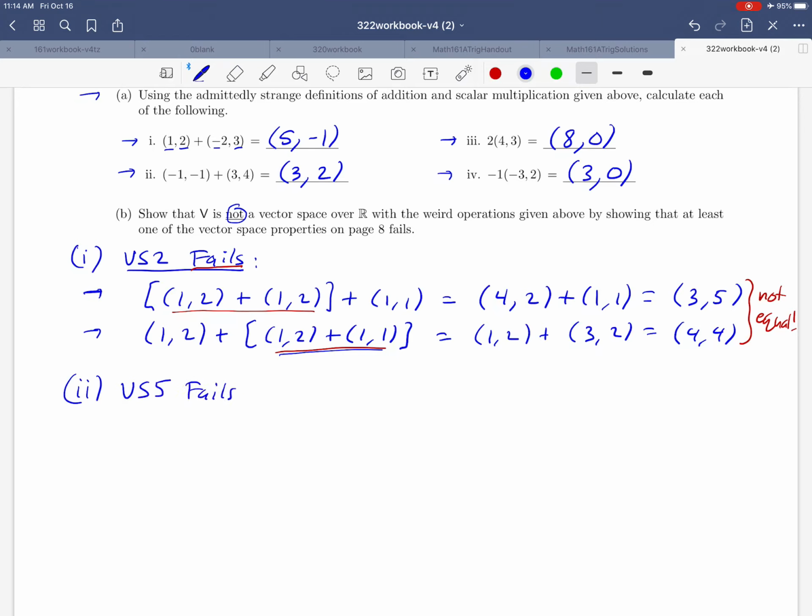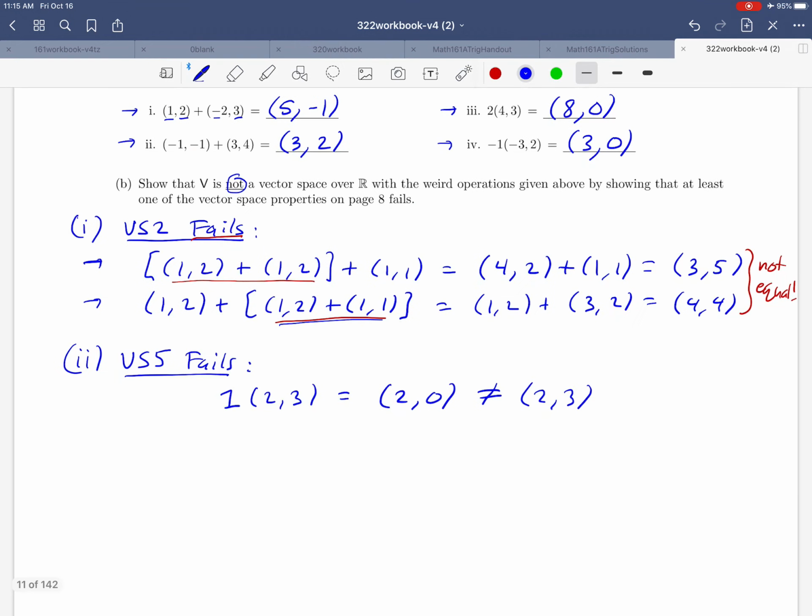VS5 also fails. Okay, let me see if I can convince you of that. So for example, if you took the scalar 1 and multiplied it by (2, 3), what we'd like to get is the vector (2, 3) back again, but notice, by our definition of scalar multiplication, we actually get (2, 0) out of this. The second coordinate is always 0, the way we define multiplication, and that's not the same as (2, 3). Okay, therefore VS5 fails.